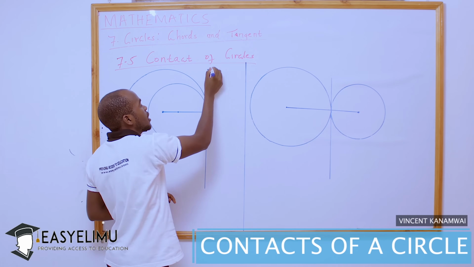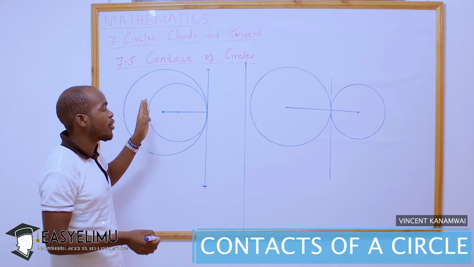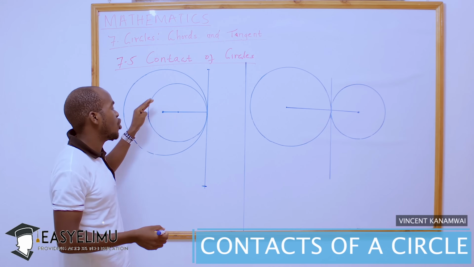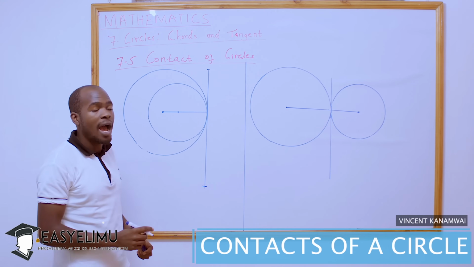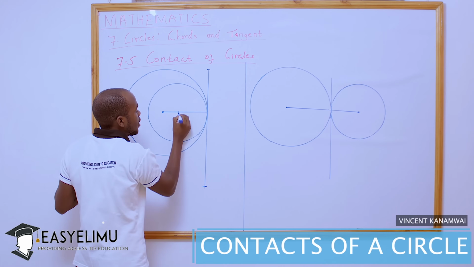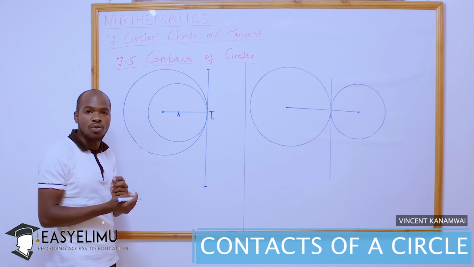This point here is what I'm referring to, a tangent. This is the tangent to both of the circles at this point, and we can say these two circles are in contact because they are touching inside at this point of tangent. So you will find that, from A to the tangent, let's say this one is tangent 1.